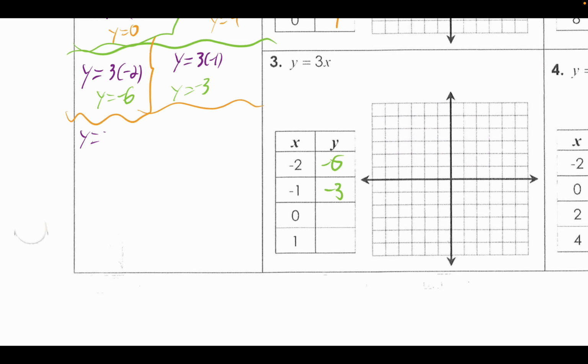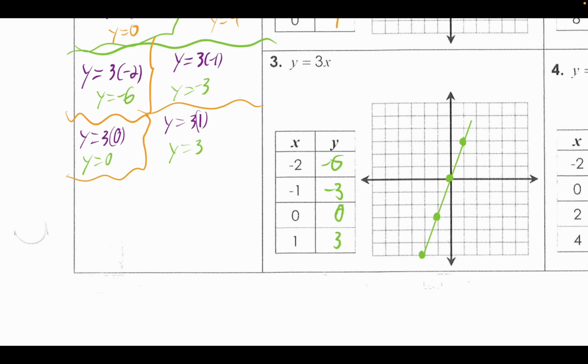Now as I plug in 0, 3 times 0, that one's nice. I always like plugging in 0. I get y equals 0. And then last but not least, as I plug in 1, I get y equals 3 times 1, which is also not a bad number to plug in, because 1 times any number is just the other number. And so now as I plug these in, I end up getting the following ordered pairs.